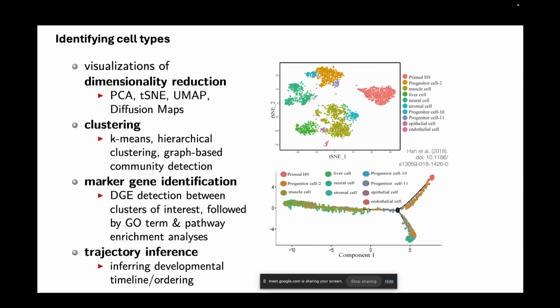Now, how do you identify different cell types? Imagine what your data looks like. For example, you have done single cell RNA sequencing on, say, 20,000 cells. If you think of a text file, a table, all your columns are basically your sample IDs.